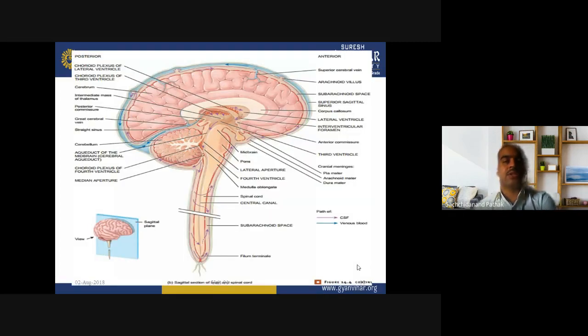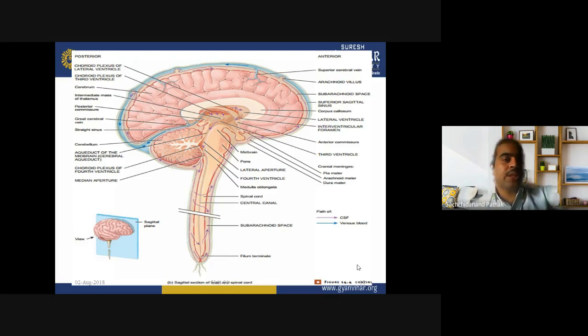You can see the structure in posterior and anterior view, and in the interior you can see the most outer arachnoid villi, then superior cerebral vein, then subarachnoid space, then the superior sagittal sinus, then corpus callosum, then lateral ventricle, interventricular foramen, anterior commissure, third ventricle, and the cranial meninges will be there.